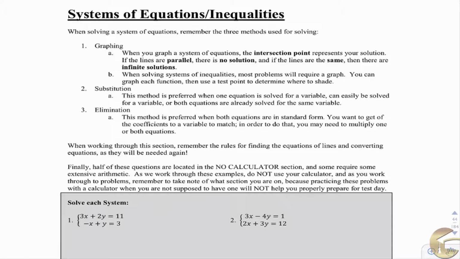All right, so the next topic here is going to be on systems of equations and inequalities. There are three methods for solving systems. Just be aware of what they are and how to solve them. First one is going to be graphing.